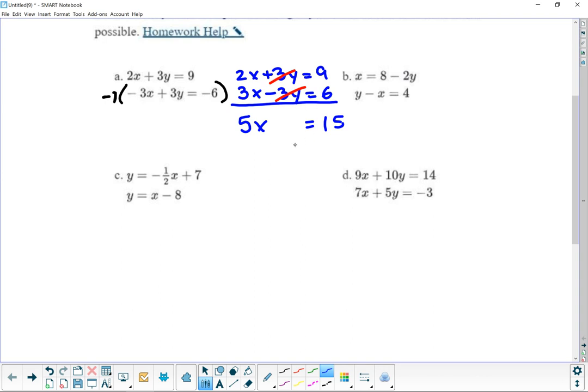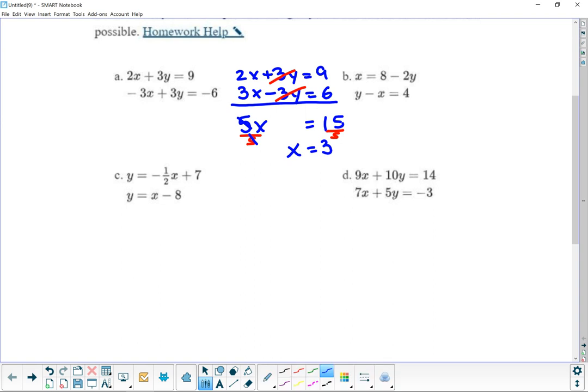Divided by 5, and we get x equals 3. All I did was just divide by 5, and we get x equals 3. Okay, now, just because you got the x doesn't mean you're done. X equals 3 means that you've got to find the y.